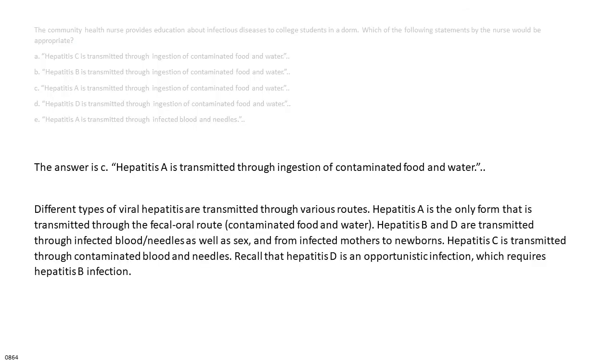The answer is C. Hepatitis A is transmitted through ingestion of contaminated food and water. Different types of viral hepatitis are transmitted through various routes. Hepatitis A is the only form that is transmitted through the fecal-oral route, contaminated food and water. Hepatitis B and D are transmitted through infected blood, needles, as well as sex, and from infected mothers to newborns. Hepatitis C is transmitted through contaminated blood and needles. Recall that hepatitis D is an opportunistic infection, which requires hepatitis B infection.